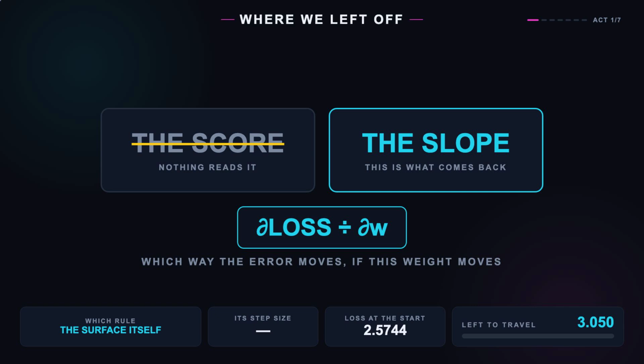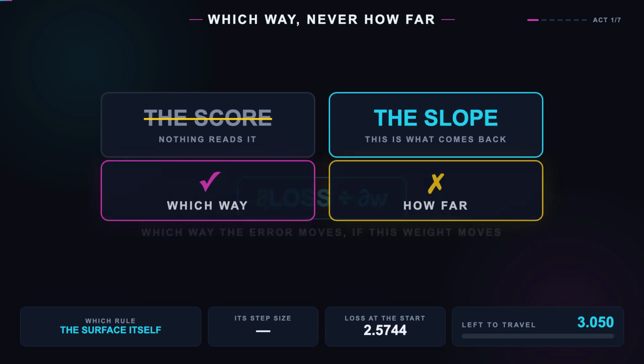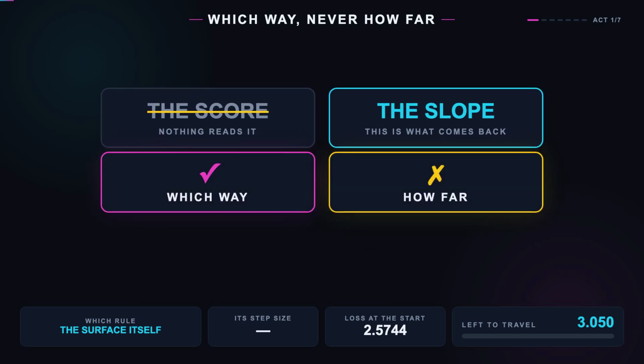Last time we found that a network never reads its own score. Not one weight in any layer is ever handed the loss. What travels backwards is the slope, which way the error moves if this weight moves. And there is a word missing from that sentence, which I have been quietly filling in for 4 episodes. A slope tells you which way. It never tells you how far.